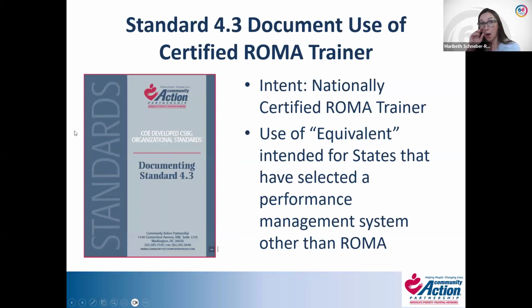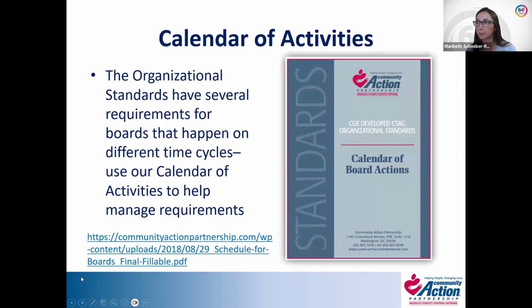Okay. One of the standards that we get questions about frequently is standard 4.3. This is about using a certified ROMA trainer, implementer, advocate, or professional to assist with the implementation of your strategic plan, your CAP plan, your community assessment, all that kind of good stuff. This tool will help you with documenting what's required for 4.3. Some states have other requirements as well. So use our tool if it helps you, but also do check with your state to make sure that there's not other documentation that they are expecting.